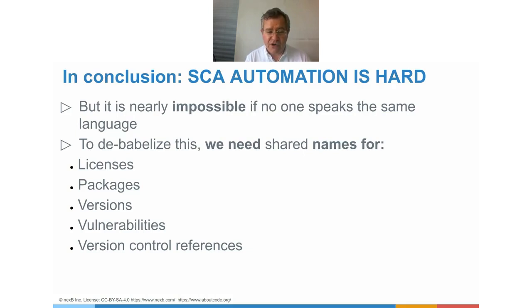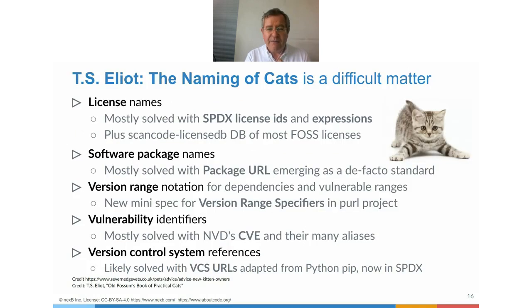So license, package version, vulnerabilities, version control, like the address for a Git repo, these kinds of things. And the naming, so I'm referencing T.S. Eliot, who is a British poet, who said the naming of cats is a difficult matter. It's the name of one of his poems. And if you look at all the different identifiers we have, for license expressions, I think those from SPDX are essentially there, and they've mostly solved the issue. With package URLs, we have a solution for package names.